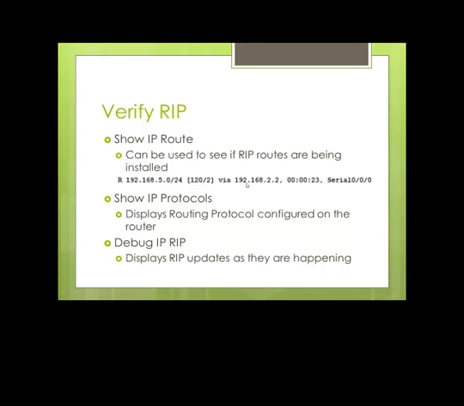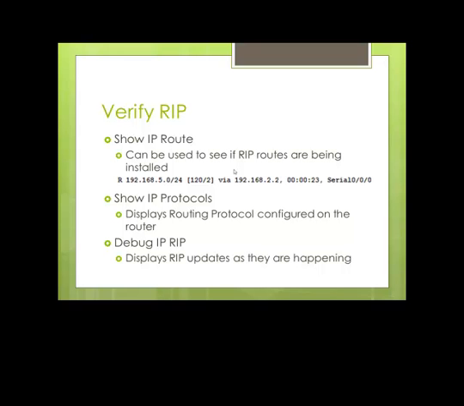Then it's always going to say via, and that's the next hop address that we would send to. We will also see the outgoing interface that we would have to send out of. So when this router gets a packet destined for the 5.0 network, it would take that packet and send it out serial 0/0/0 to the next hop address of 192.168.2.2. Another command we can use is show ip protocols. This displays routing protocols configured on the router, and I'll show you a screenshot of that in just a second. Also, there's debug ip rip.